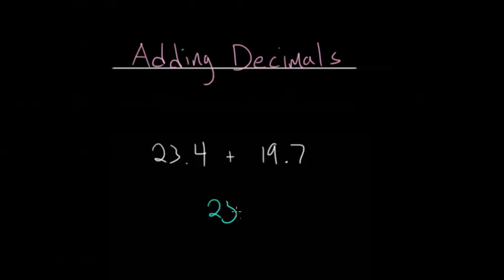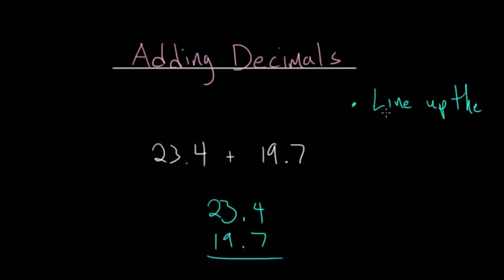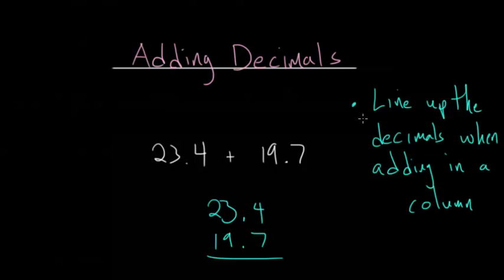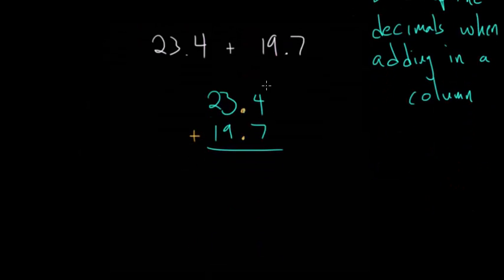So let's say we have 23.4 up top, and we'll add 19.7 down below. And what you can see is that I've lined up the decimals. So that is essentially the key point here. You want to line up the decimals when adding in a column. And if you can remember this key point of just lining up the decimal values, then you just add or subtract straight down. We'll essentially do the same thing with subtraction, but we'll add the tenths place first.